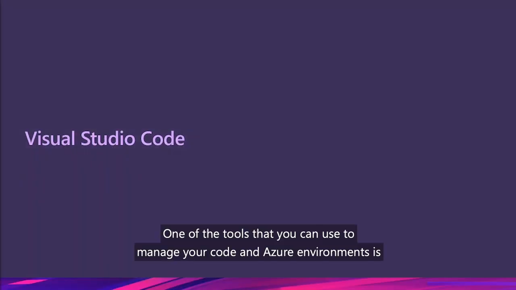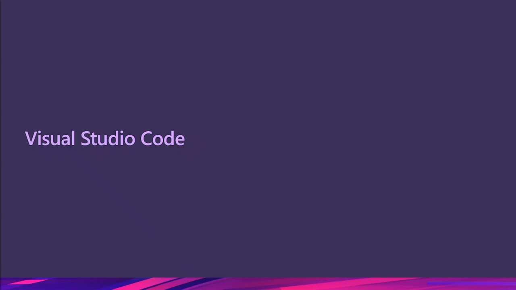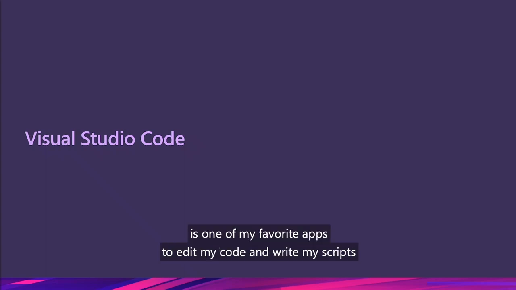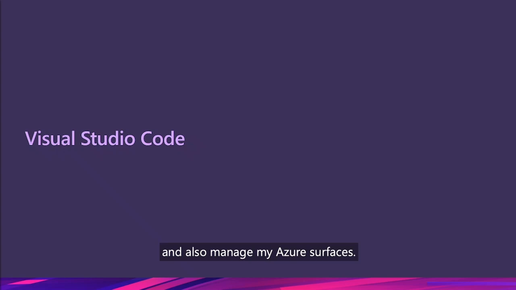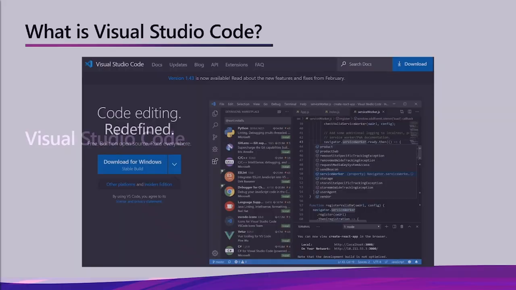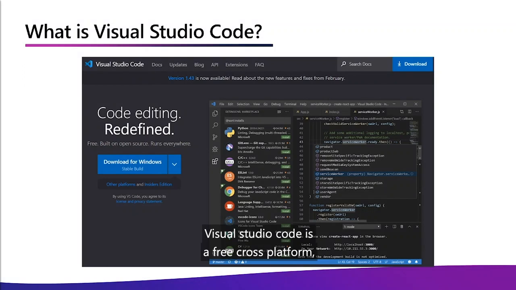One of the tools that you can use to manage your code and Azure environments is Visual Studio Code. Visual Studio Code is one of my favorite apps to edit my code, write my scripts, and also manage my Azure services. It is a free, cross-platform, open source editor that you can use to write or debug your code. Bear in mind that this isn't Visual Studio. Instead, it is a lightweight text editor that is part of the Visual Studio family.